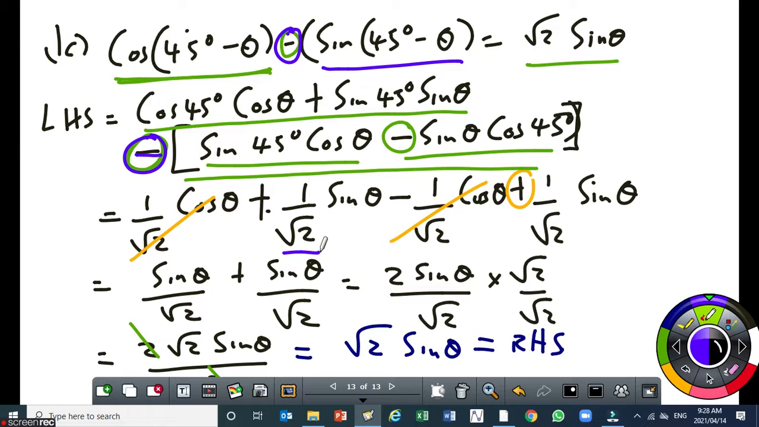Then I put my minus, this one here. I've got the sine 45, so it becomes minus 1 over square root of 2 times cosine of theta. This negative times that negative there will give me a positive, so I end up having the positive here. Then cos 45 is a special angle, so that's 1 over square root of 2 times sine theta. So that's that whole step.